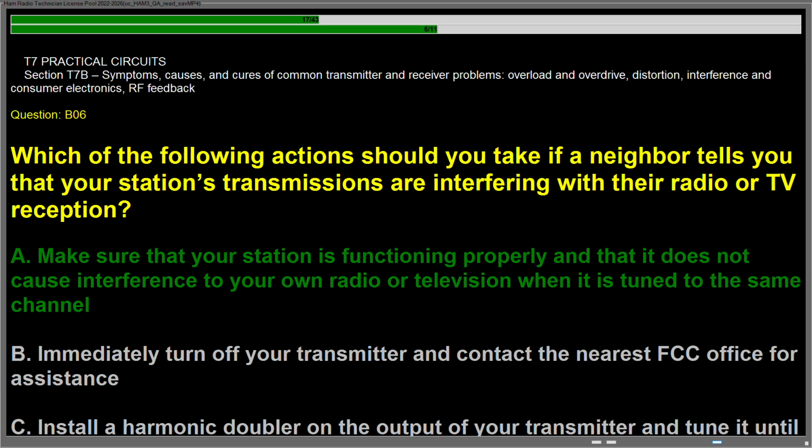Question Bravo 06, which of the following actions should you take if a neighbor tells you that your station's transmissions are interfering with their radio or TV reception? Answer is A, make sure that your station is functioning properly and that it does not cause interference to your own radio or television when it is tuned to the same channel.